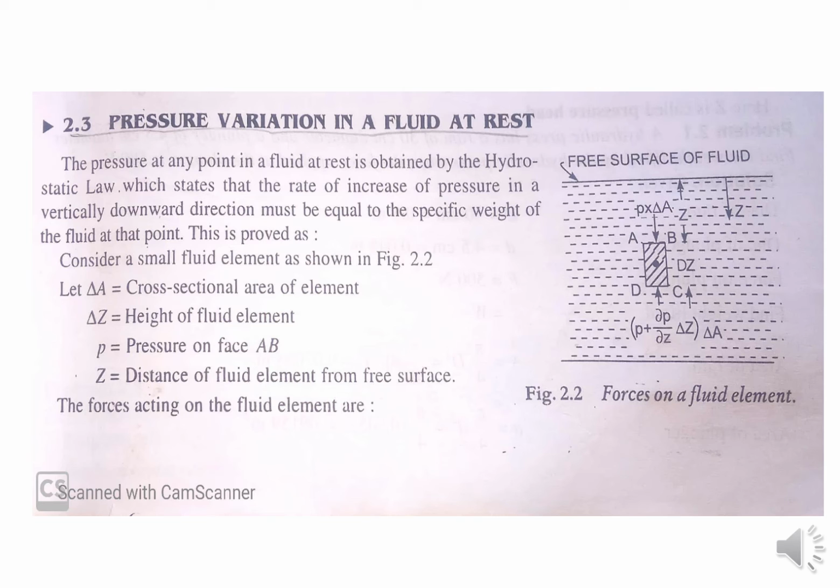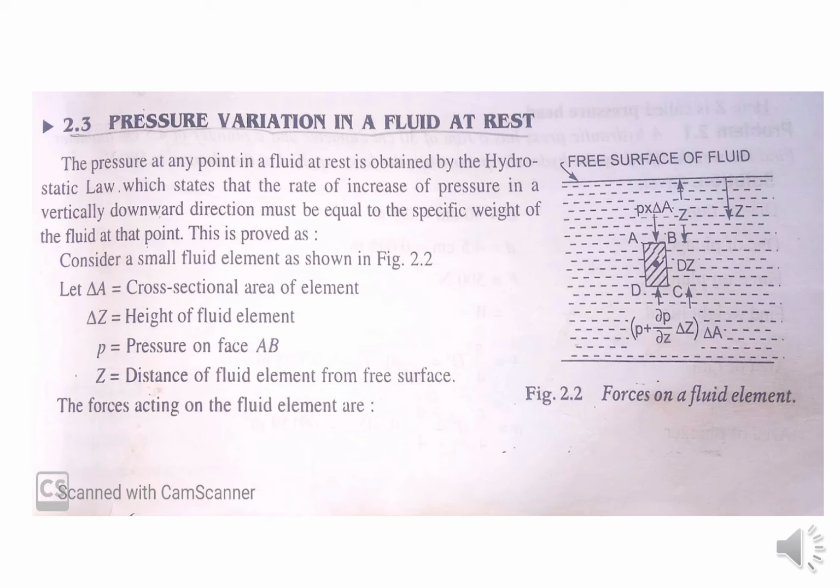See what we have given in the heading: fluid is at rest, which means particles are not moving. As we go inside, pressure is more because z increases. So px into dA is small, but at the surface of DC the pressure must be more, so that we resist the more pressure. So P plus dou P by dou Z into dz, partial pressure is applied here, into the area delta A.